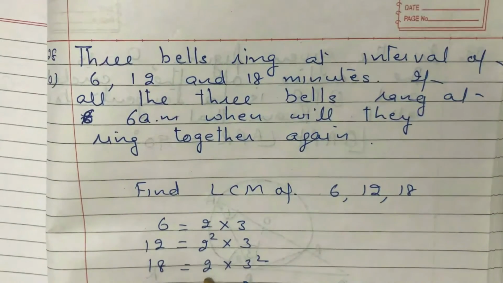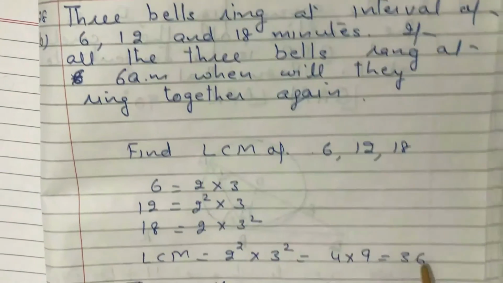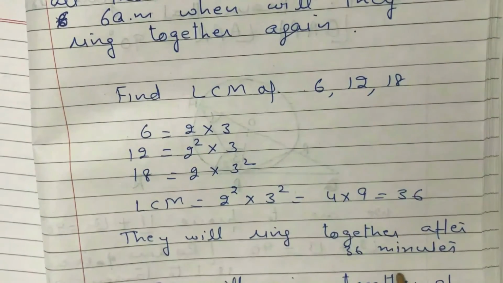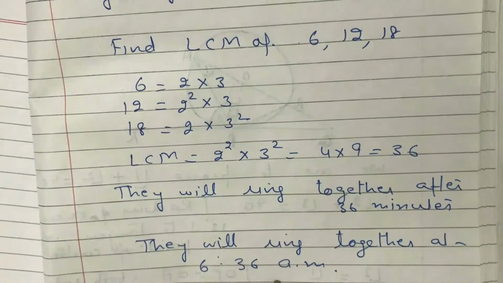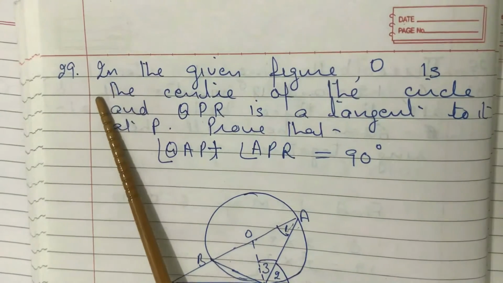Prime factors of 18 is 2 into 3 raised to power 2. Find the LCM. That will come out to be 36. They will ring together after 36 minutes. So they will ring together at 6:36 a.m. That is the answer.